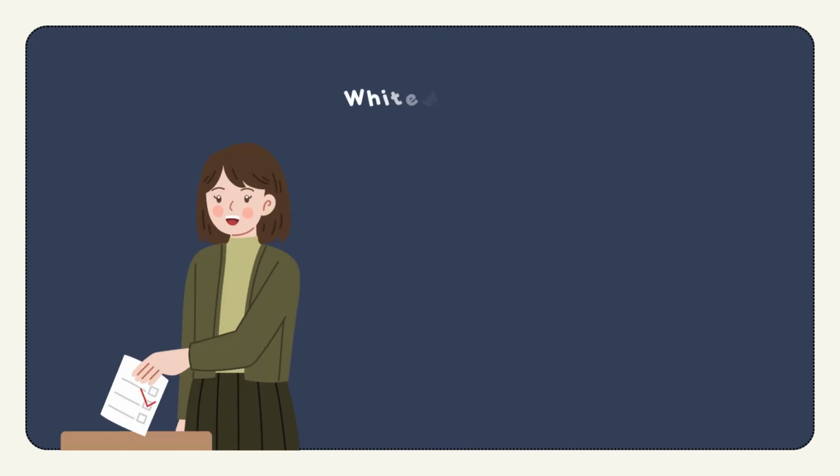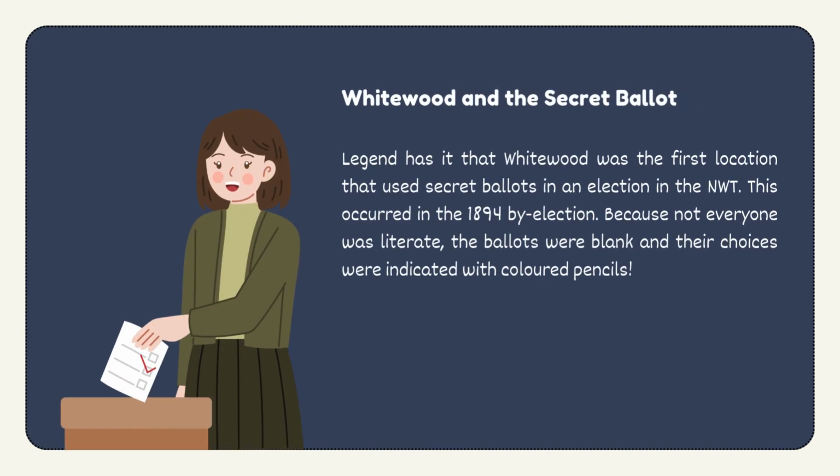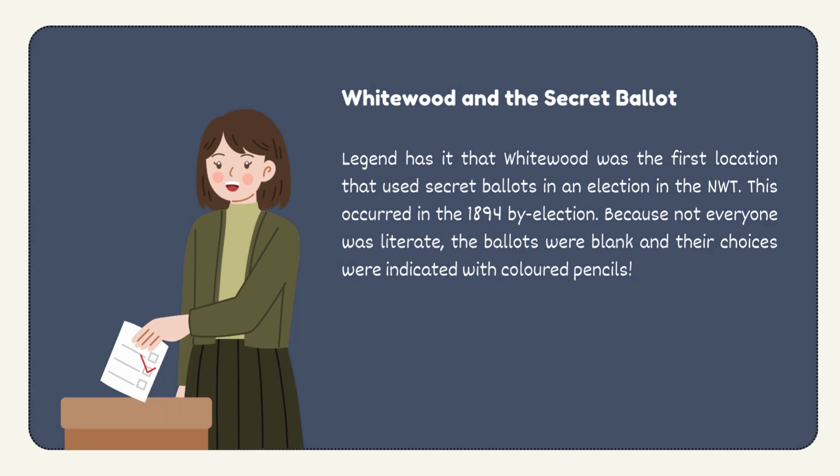Now, legend has it that Whitewood was the first location that used secret ballots in an election in the Northwest Territories. Now, this occurred in the 1894 by-election, and because not everyone was literate, the ballots were blank and their choices were indicated with colored pencils.